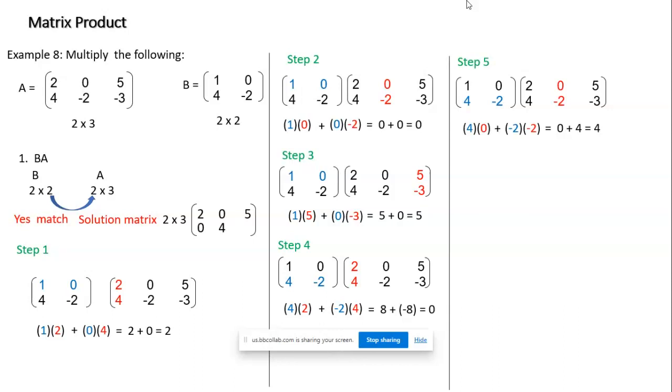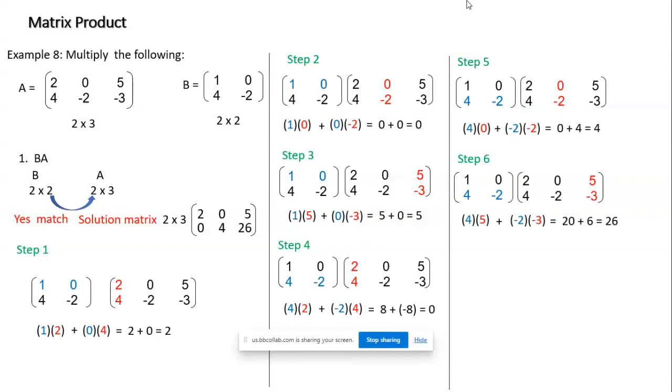Okay, let's do the last multiplication. I'm going to multiply row 2 with column 3. So again, 4 times 5 plus negative 2 times a negative 3. So 4 times 5 is 20. Negative 2 times the negative 3 is a positive 6. So 20 plus 6 is 26. So this product was in row 2, column 3. So that belongs in the address of row 2, column 3.